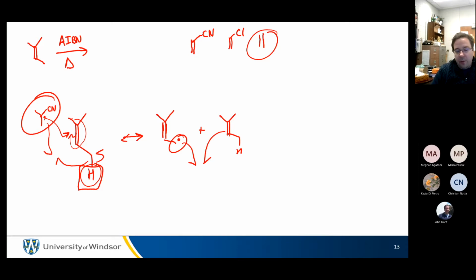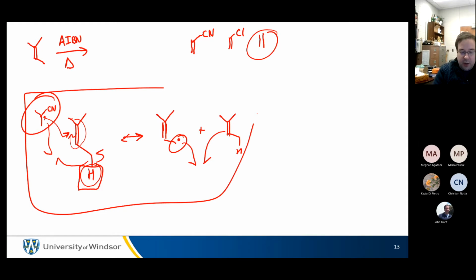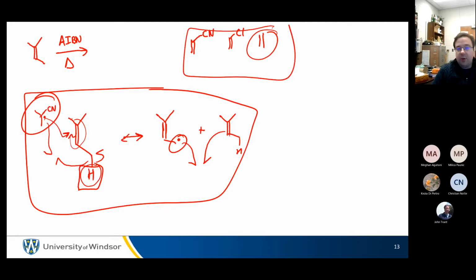I promise not to give you this kind of question with this kind of polymerization on the exam. I think I did say that. If there's going to be a polymerization question, it's going to involve something with no alpha hydrogens, so you can't possibly mess it up.